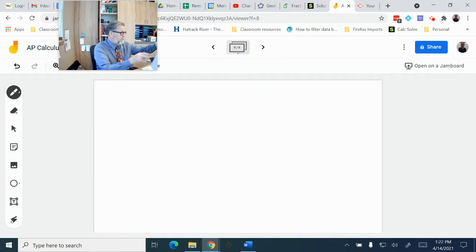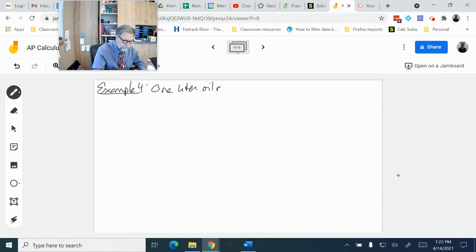Next example. Let's design a can. Example 4. Designing a can. Here's what we are told. We want a 1 liter oil can. It is designed as a right circular cylinder.